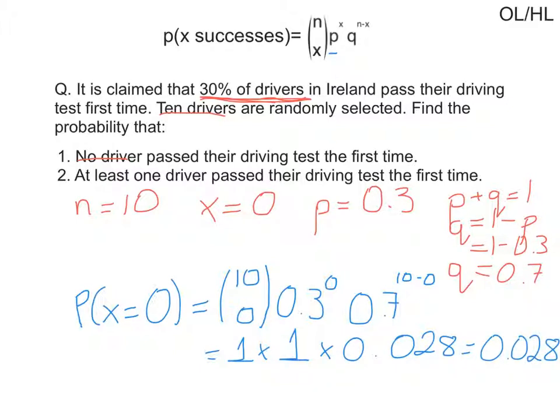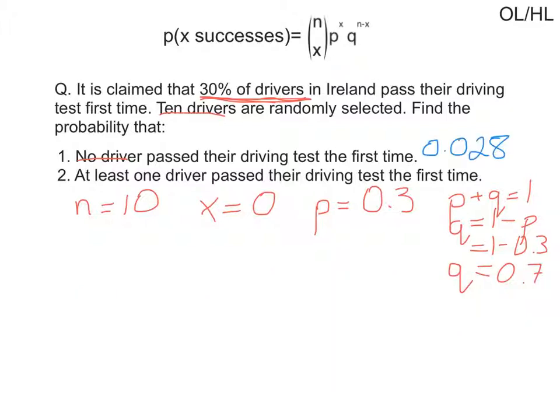I'll tidy up the slide before continuing. If at least one driver passed their driving test the first time, 1, 2, 3, 4, and all the way up to 10 drivers could have passed the driving test the first time. We could find the probability of x equal to 1, x equal to 2, x equal to 3, all the way up to x equal to 10, and add all these probabilities together to find the probability that at least one driver passed their driving test the first time.